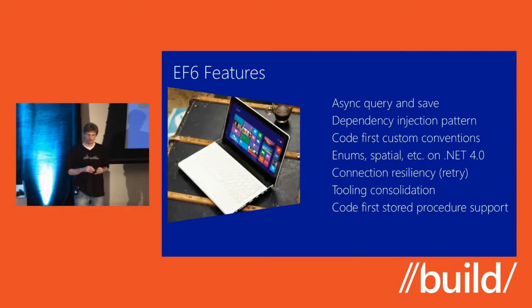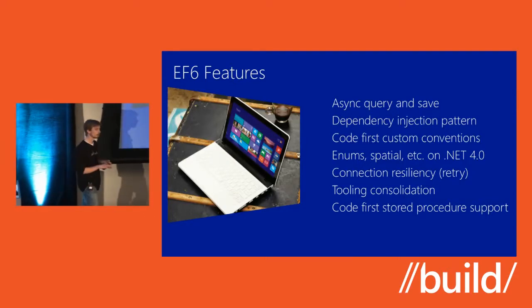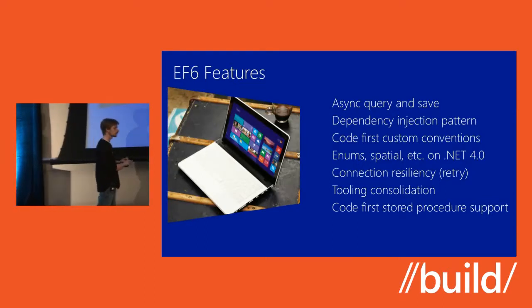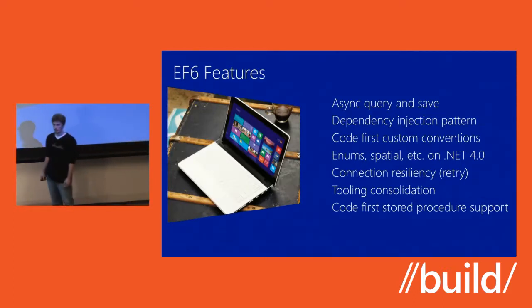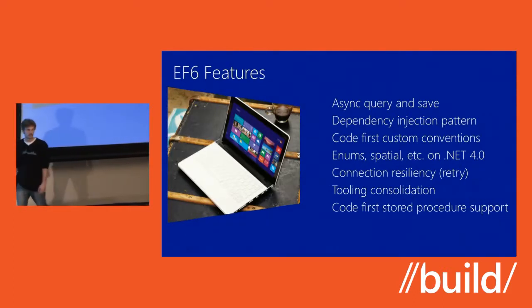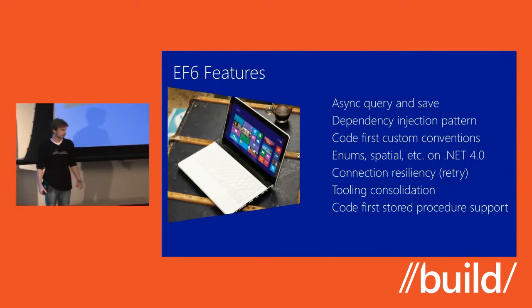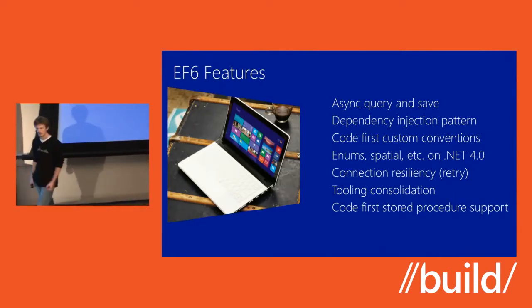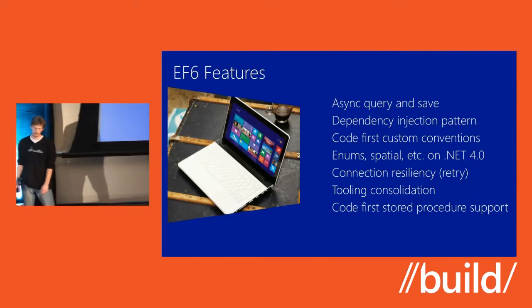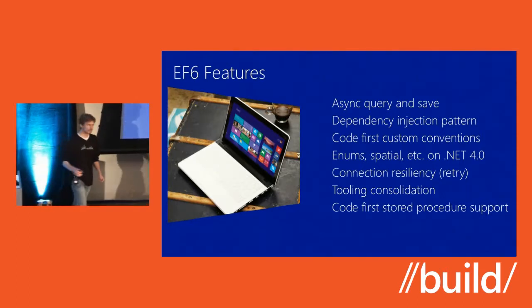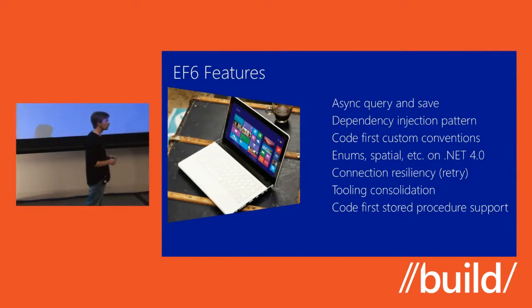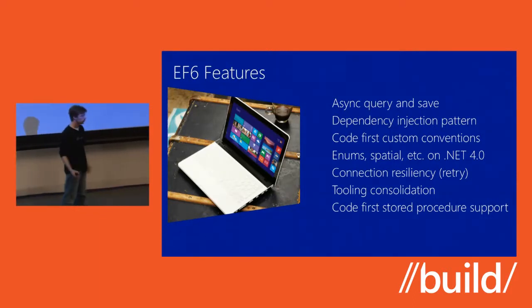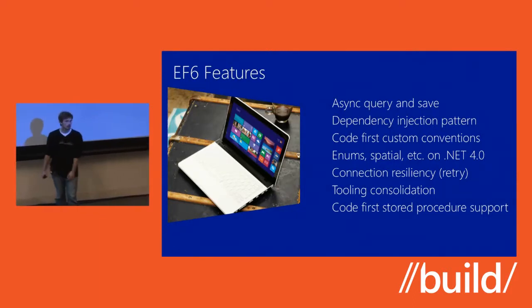As I mentioned earlier, enums, spatial, and the performance improvements that previously required .NET 4.5 will now be available on .NET 4. Everything I've covered so far will be in the first alpha, so you can get those features and try them out. Another one that isn't listed on there, it's kind of part of the dependency injection pattern, is the ability to perform all configuration from code. So instead of having to use the web.config file, although you can still use the web.config file, all those same settings can now be done from code as well.